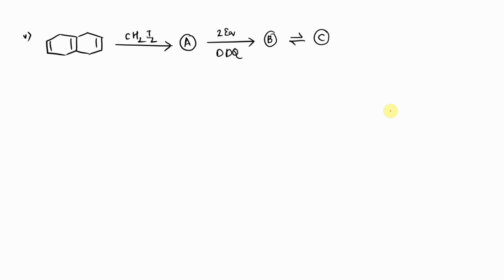Next. If you observe carefully, this is a question which was asked in a previous year's exam. They are asking us, if you treat this particular compound with CH2I2, diiodomethane, we get a product called A. Later, this product A is treated with 2 equivalents of DDQ, which gives a structure B, and this structure B is in resonance with the structure C. What will be the compounds A, B and C? Now let us study the mechanism of this reaction and the products formed.